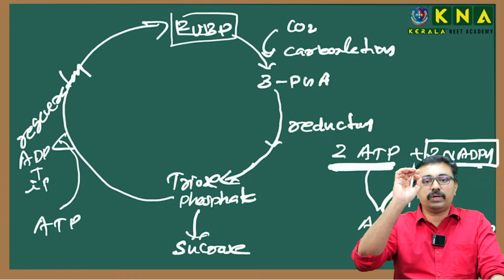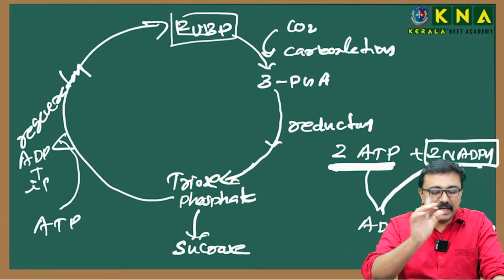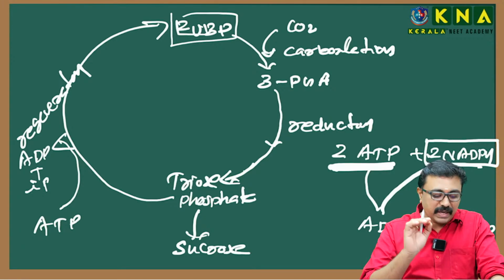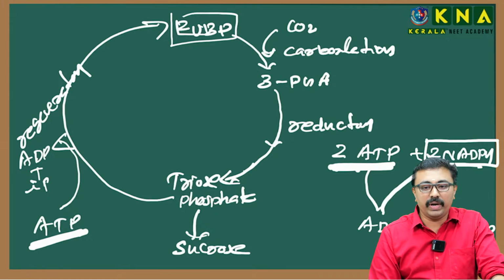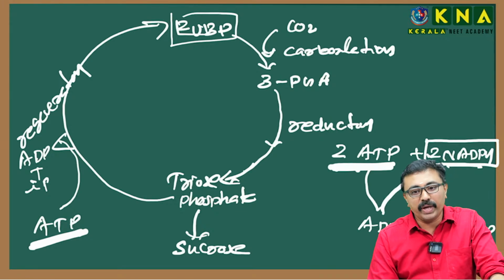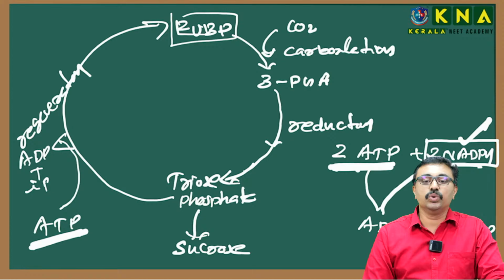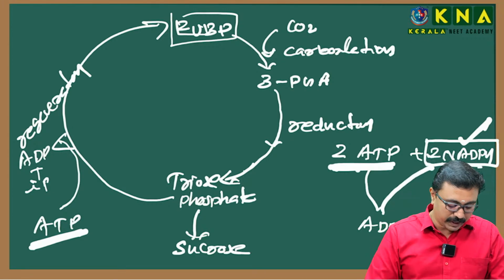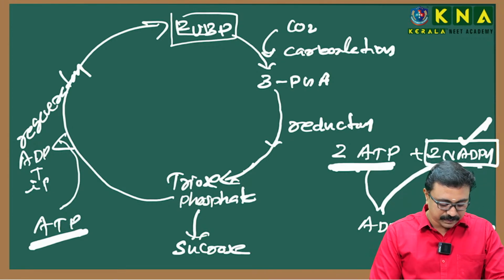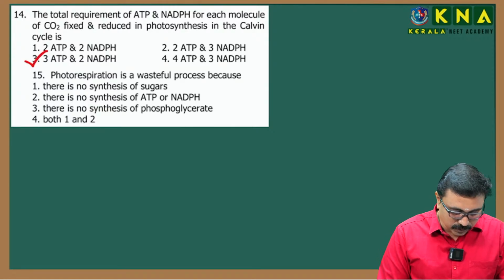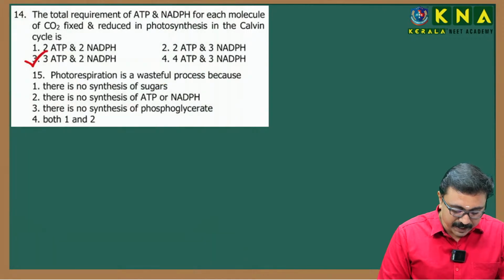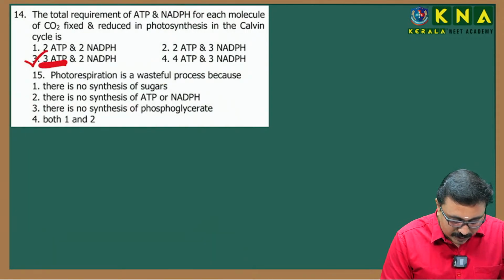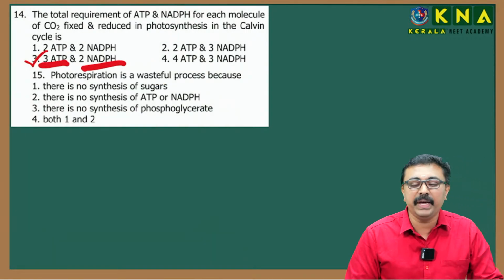So in total, how many ATP molecules are utilized? 2 plus 1, 3 molecules of ATP. And how many molecules of NADPH are utilized? 2 molecules of NADPH. So the right answer is 3 molecules of ATP and 2 molecules of NADPH.